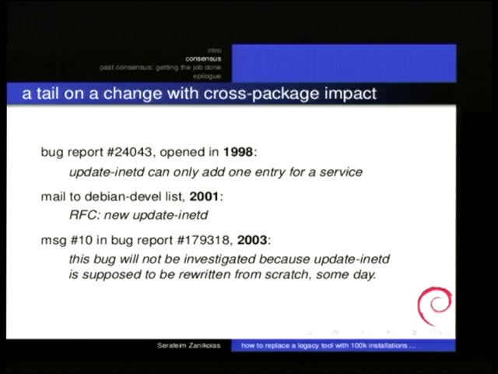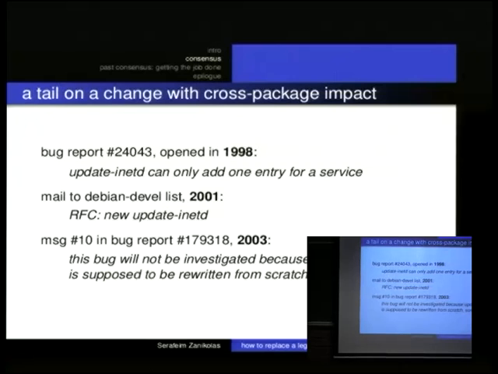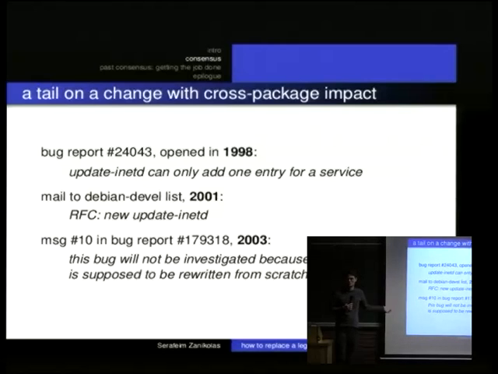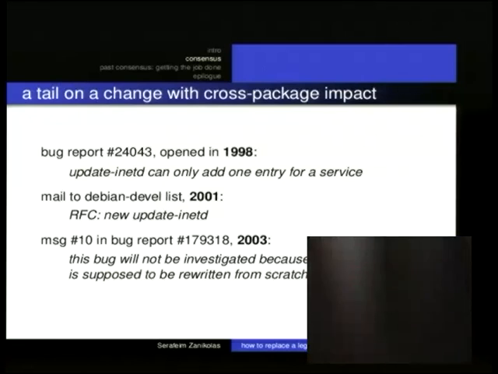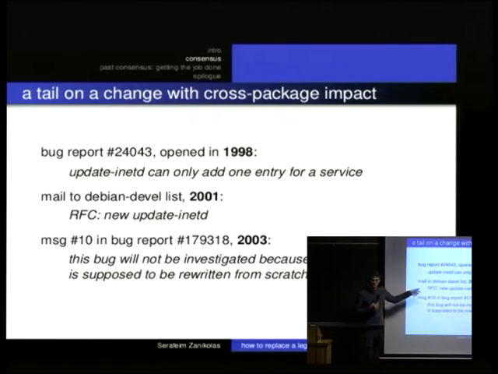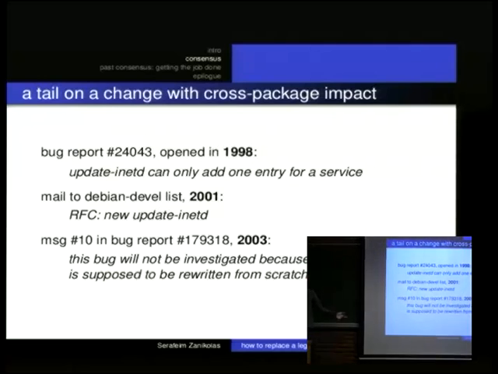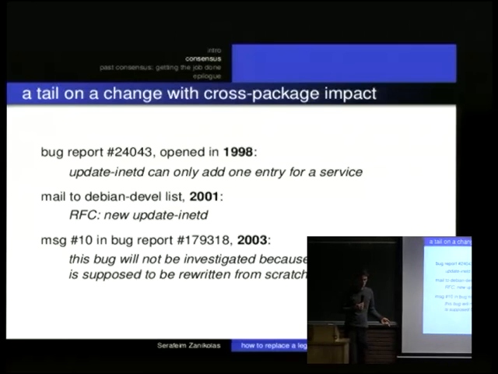So a few years after it was introduced in Debian, somebody opened a bug, so that's a very old bug, saying you can only add one entry. And why is this interesting? Because these bugs are still open, and this package is still in Debian. And a few years later, a prominent Debian developer sent a proposal for rewriting inetd. And then a lively discussion followed, which didn't seem to hit any problems.